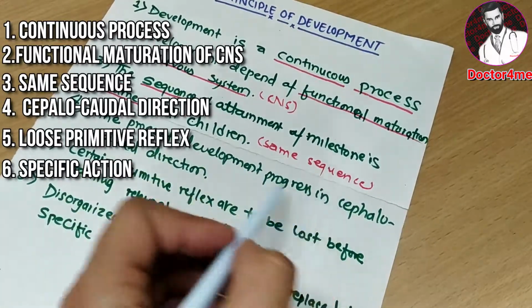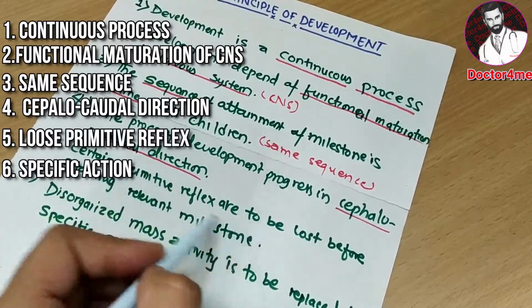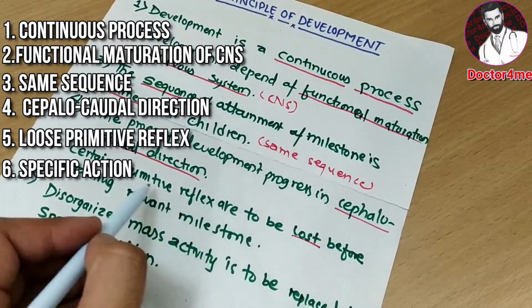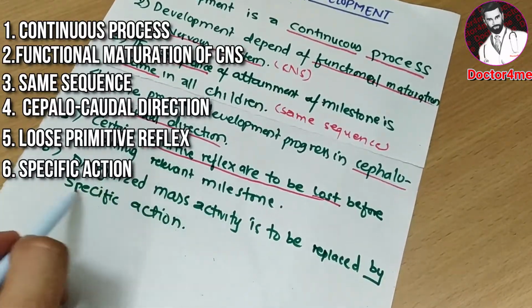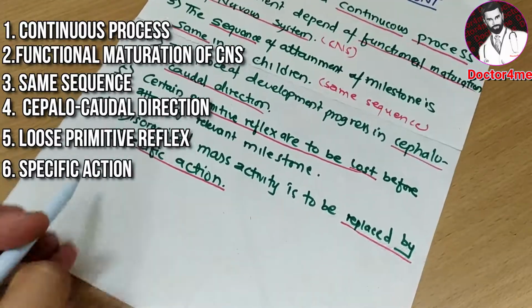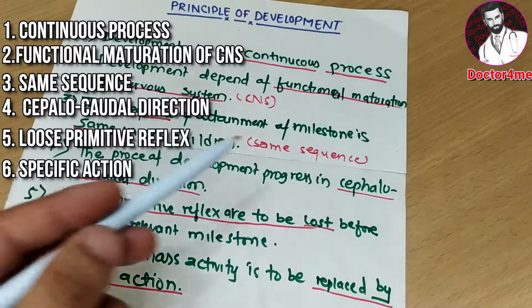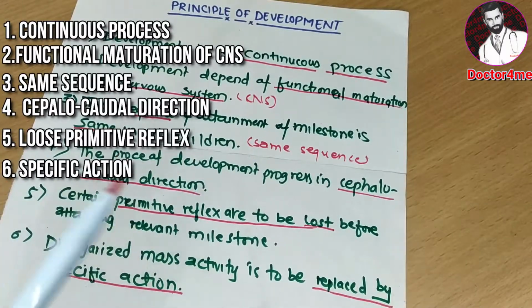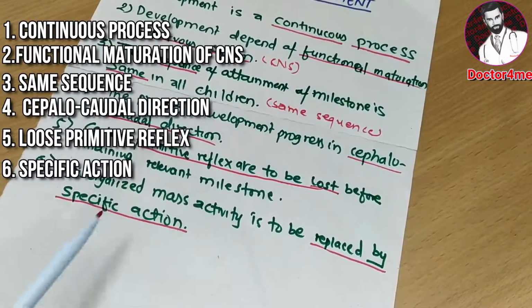The process of development progresses in the cephalocaudal direction. Certain primitive reflexes are to be lost, and the disorganized mass activity is to be replaced by specific action. So, keeping these six key points in mind: continuous process, functional maturation of the central nervous system, same sequence, cephalocaudal direction, primitive reflexes are to be lost and replaced by specific action.